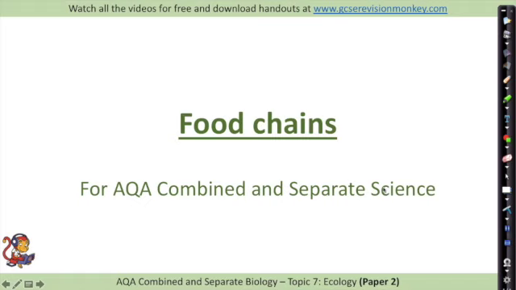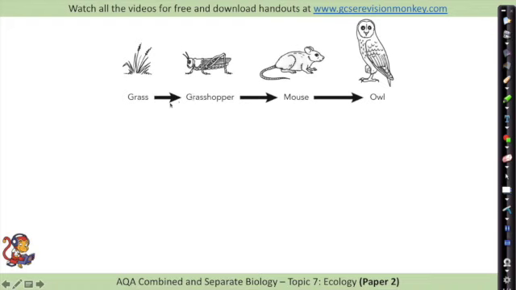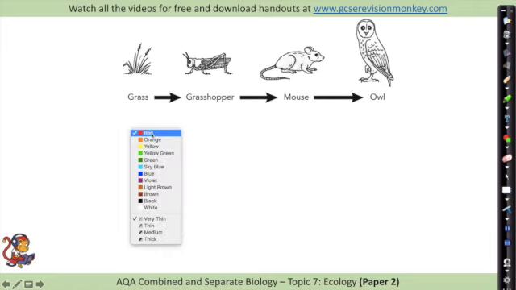Next we're going to look at food chains. It's quite a simple concept, but there are lots of important words involved. This is the idea that we can link organisms in a community depending on what organism eats what. For example, in this food chain we have the grass, which is then eaten by the grasshopper, which is then eaten by the mouse, and which is finally eaten by the owl. So a few key words.